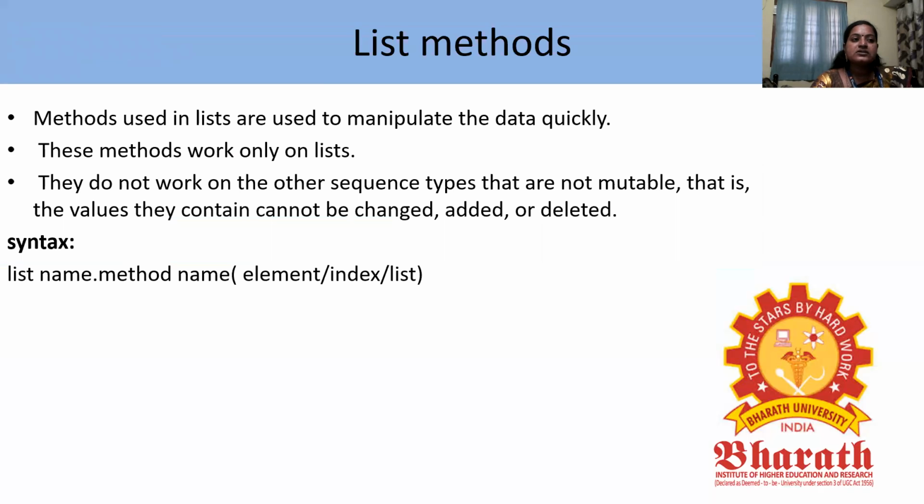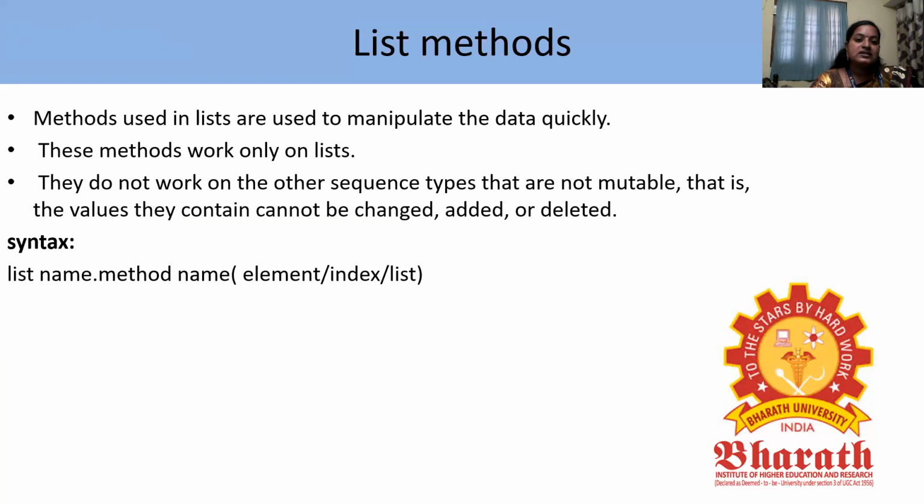And then list methods. In list we have some predefined methods. Methods used in the list are used to manipulate the data quickly. These methods work only on the list. They do not work on other sequence types that are not mutable, that is, the values they contain cannot be changed, added, or deleted. So lists are mutable. Mutable means you can change the value. Tuples are immutable, that means we cannot change the values present in the tuple.